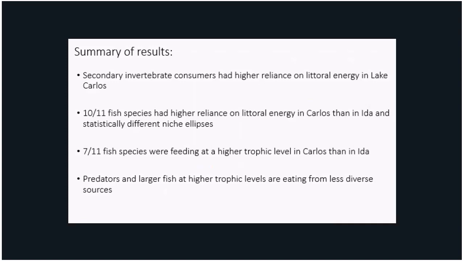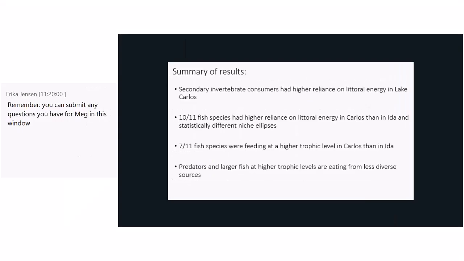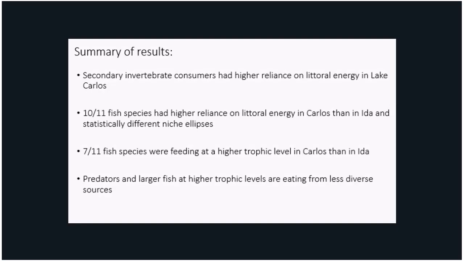So in summary, we found that secondary invertebrate consumers had a higher reliance on littoral energy in Lake Carlos, probably due to them feeding on more littoral prey such as amphipods rather than zooplankton. Also, 10 of 11 fish species showed a higher reliance on littoral energy in Carlos than in Ida, and those fish species also had statistically different niche ellipses, suggesting that they're feeding in a different niche than they are in Lake Ida. 7 of 11 fish species were also feeding at a higher trophic level in Lake Carlos than in Ida, and those fish at the highest trophic levels and the high predators are eating from less diverse sources in Lake Carlos than in Lake Ida.